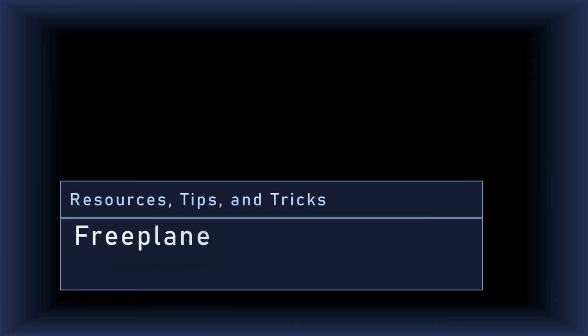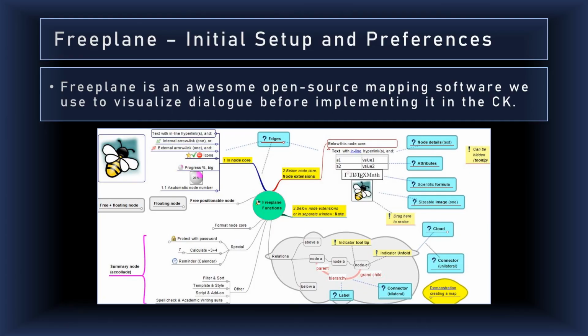All right, so let's get into FreePlane, our mind mapping software. FreePlane is a really awesome open source mapping software that we use. Number one, it's free. There was one called FreeMind that came before it. This is the updated version, and it's still being maintained. It allows us to visualize dialogue and all kinds of other stuff before implementing it into the CK. And I've taken a couple of steps to try and make it a bit cleaner, visually, so that we can have some items to identify what things are a bit more quickly.